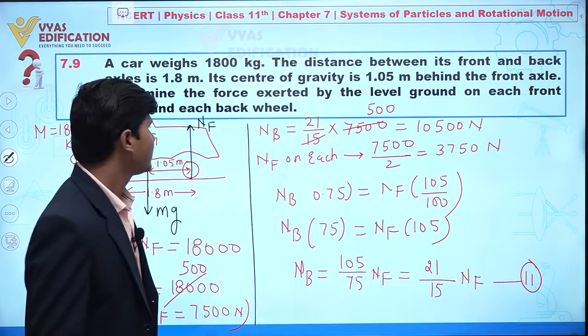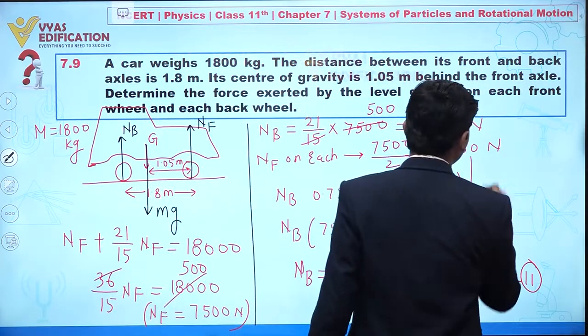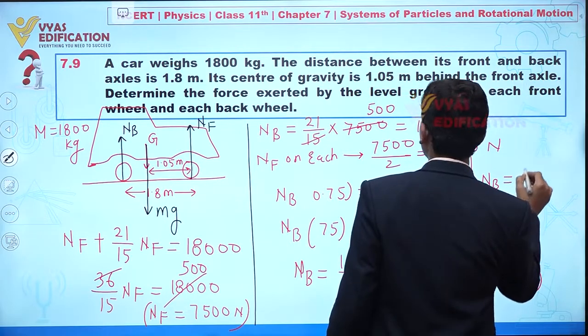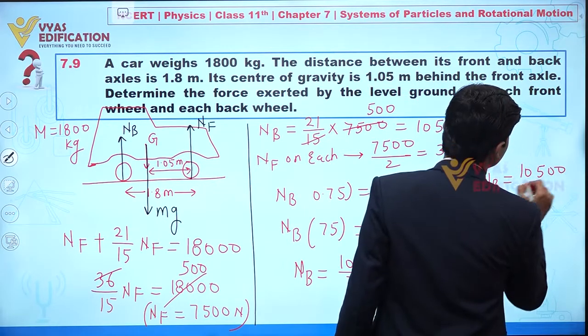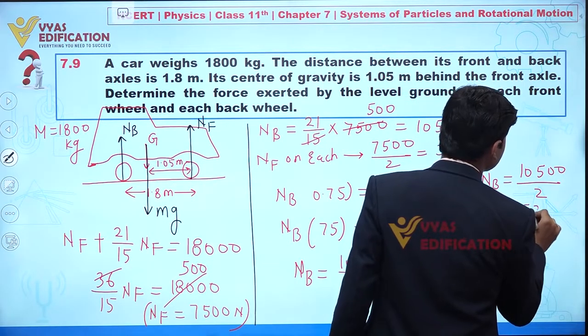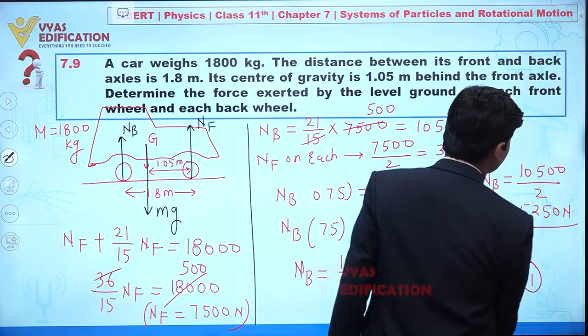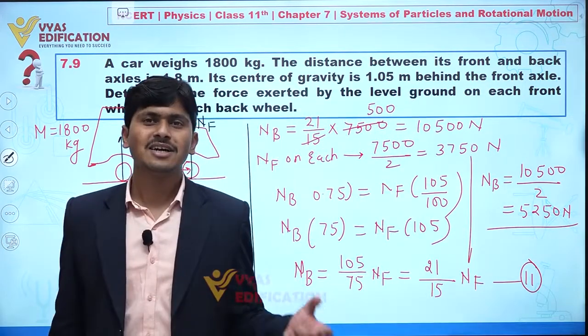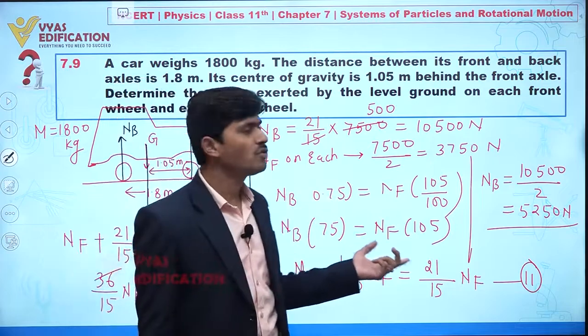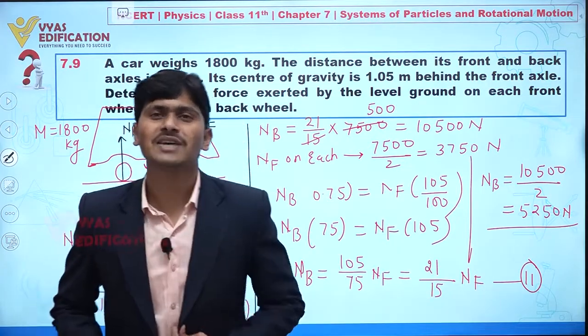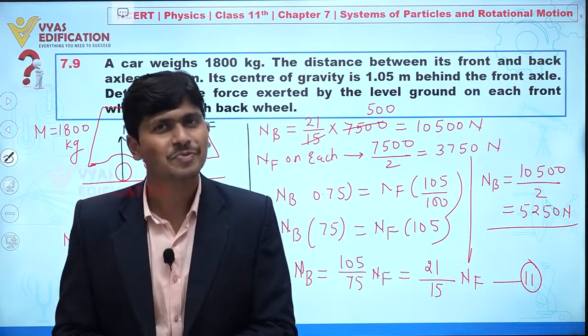Clear everyone? Same we can calculate value of NB. So value of NB on each wheel is given by 10,500 divided by 2, and we can say this is 5250 Newton. Clear? So we can say this is normal reaction exerted by ground on each wheel. So like this we can calculate or we can solve this question.